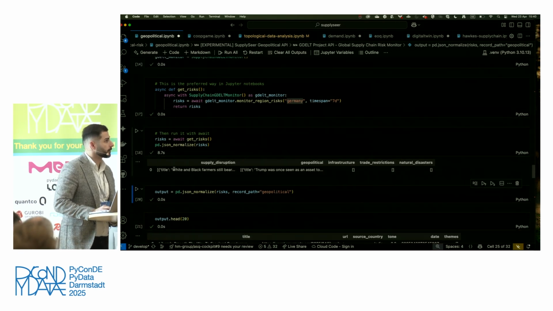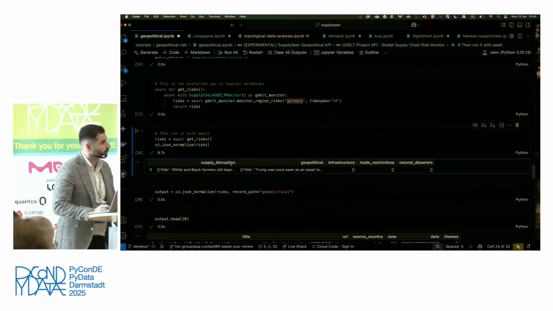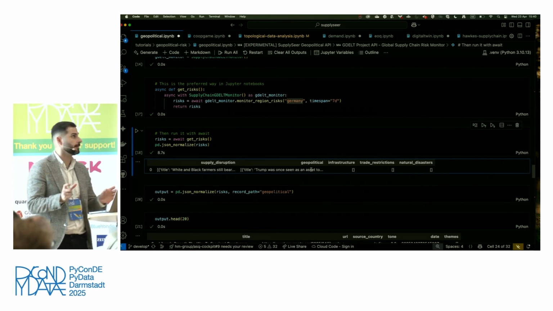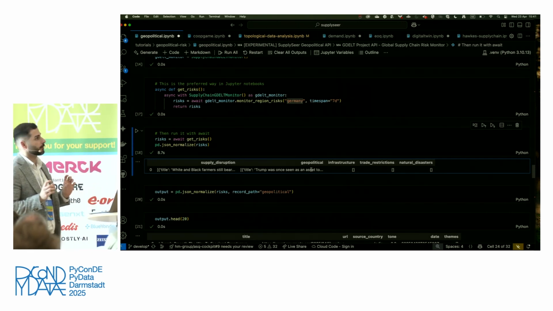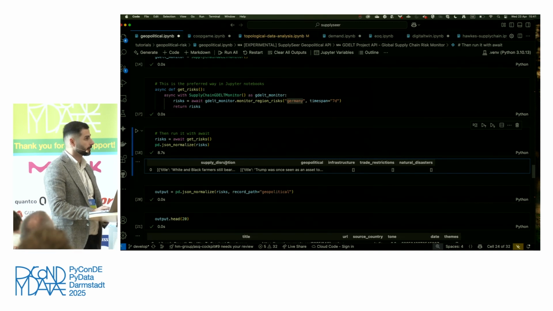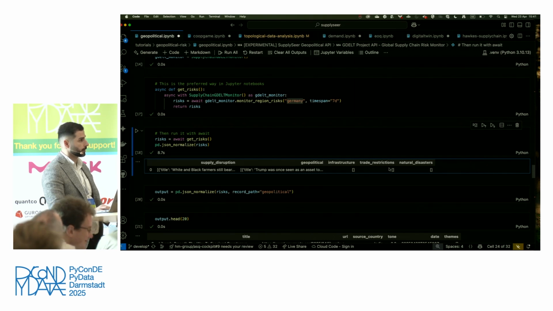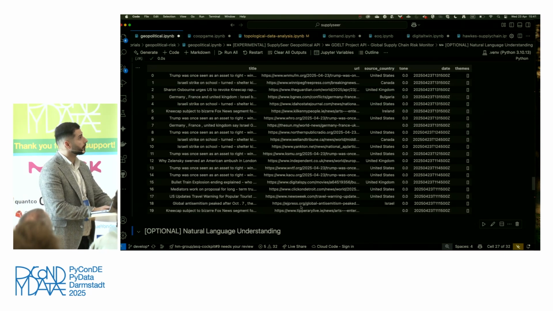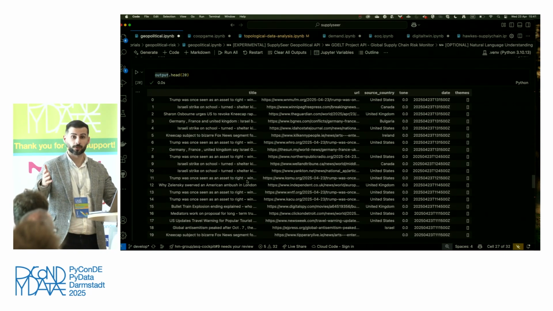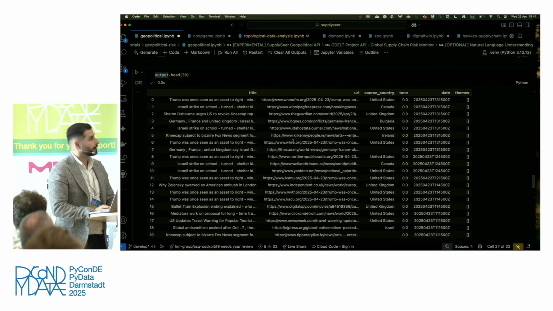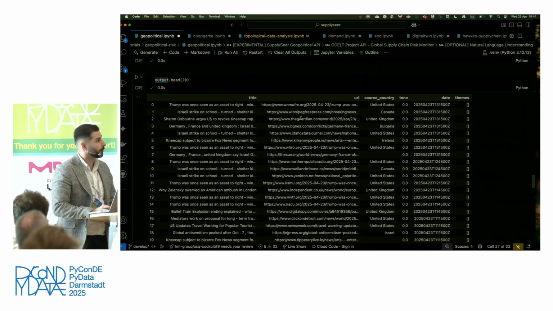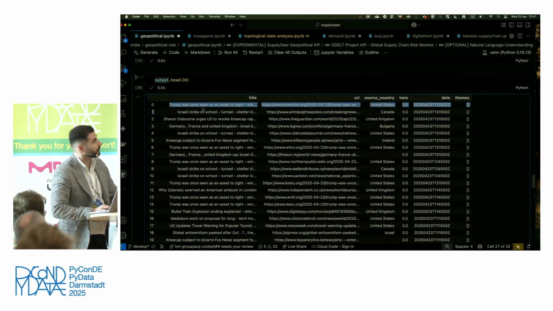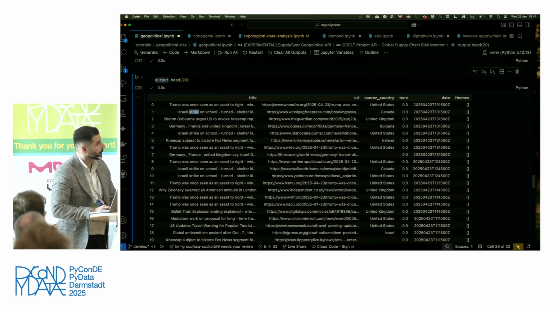Supply disruption gives us one. White and black farmers still bear, I don't know what it says. Trump was once seen as an asset. So it divides the news into specific parts. So when it's supply disruption, that's one news article, and geopolitical, there's one news article. Infrastructure, nothing, trade restrictions, nothing, no disasters. Okay, let's look at geopolitical. These are actually actual news articles. I probably know about The Guardian. There's a title, Trump was once seen as an asset to right-wing something, Israeli strike on school turned shelter, I don't know, and so on and so on. And the date?